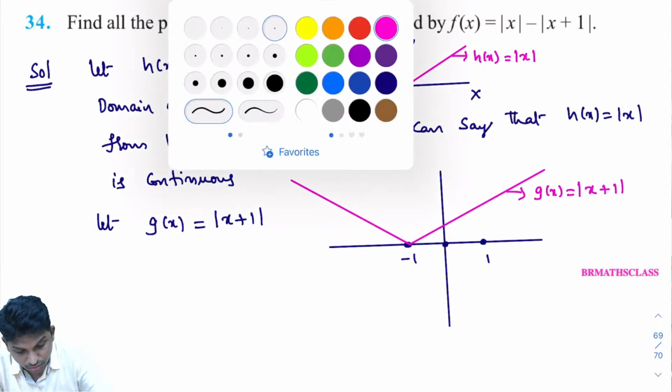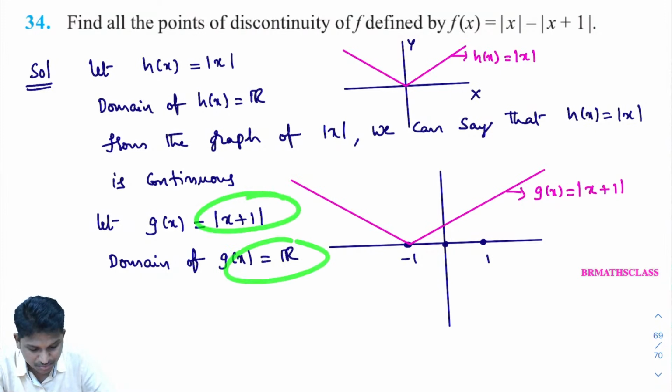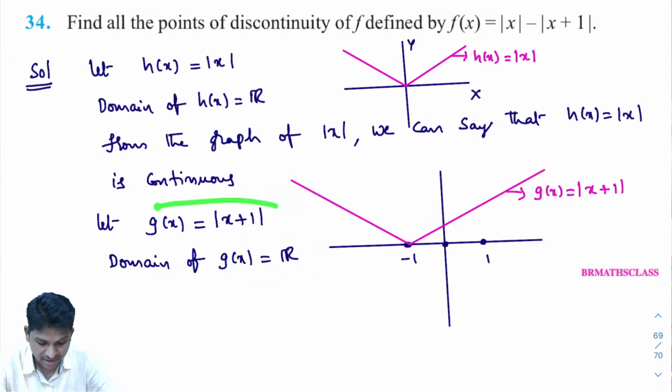So I'll write here domain of g of x. You know how to calculate the domain; in the functions chapter you learned. It is easy to memorize. Domain of g of x is what? All real numbers. How can you say the domain of this is all real numbers? You take any real number x, g of x is defined.